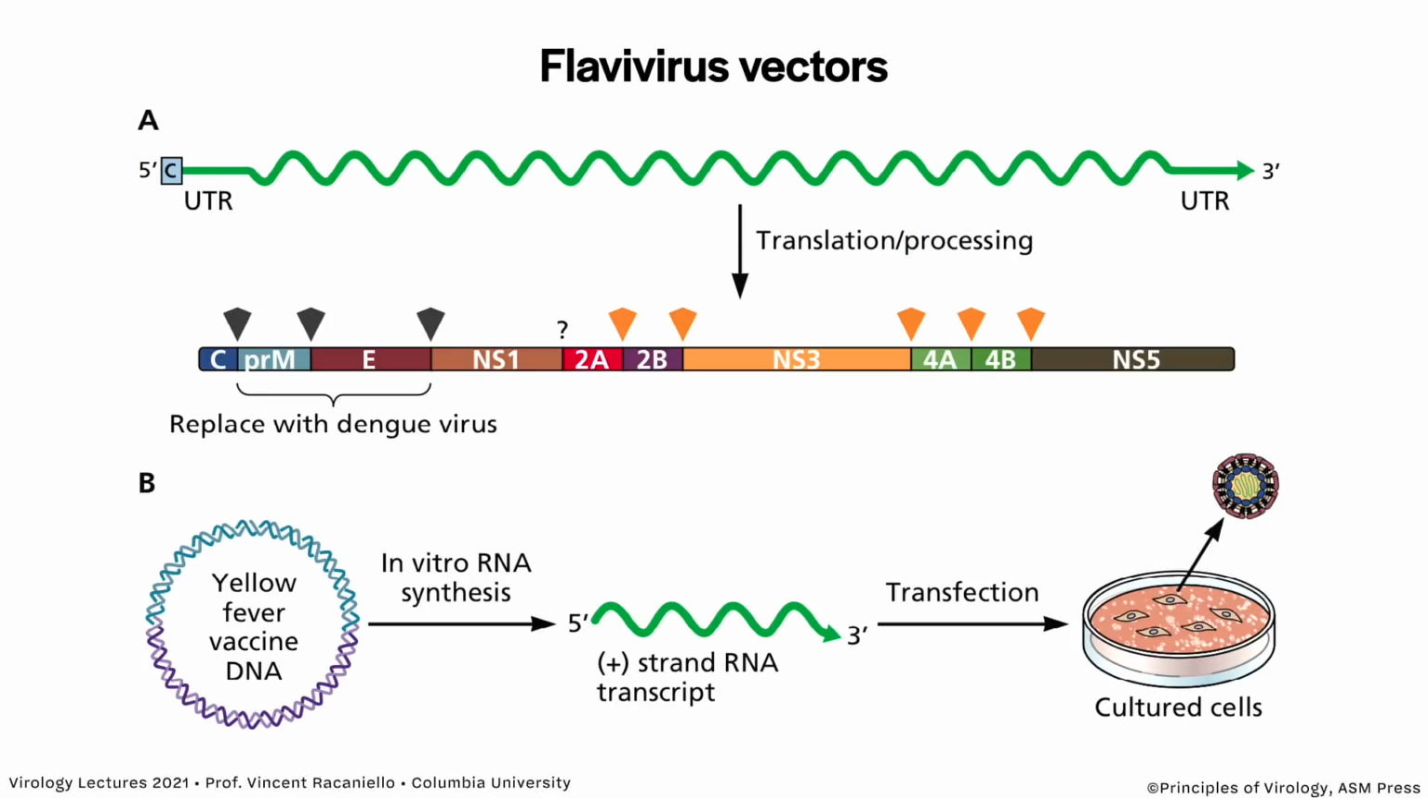Flavivirus vectors are also being used. The Flaviviruses are plus-strand RNA viruses that encode a polyprotein, and I showed you earlier how we have used the yellow fever vaccine as a backbone to make a dengue virus vaccine. You replace the structural proteins with the dengue virus structural proteins. And the way you would make this vaccine is you have a plasmid with the backbone of the yellow fever vaccine virus with the dengue virus structural proteins. You do in vitro RNA synthesis, you transfect the RNA into cells, and out come your recombinant viruses.